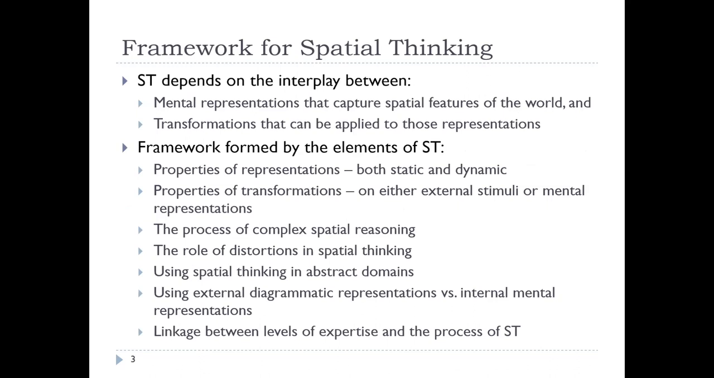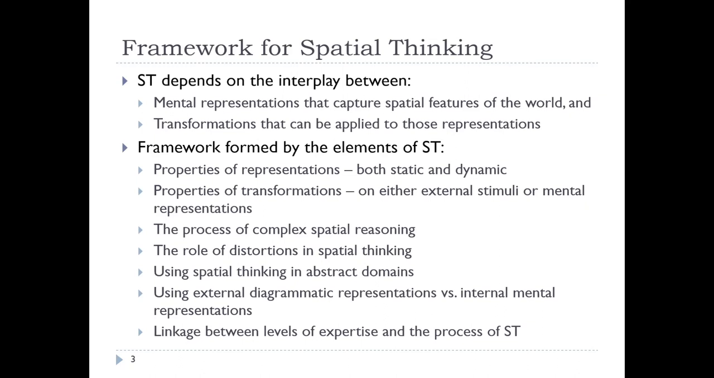So let's look at the framework that we've been talking about. Spatial thinking depends on this interplay between mental representations that capture what we're seeing in the real world, capture these features, or what we've been calling objects. And then once we have these representations of these objects, we transform them so that we get some intelligence out of that, some representation that makes sense to us to solve whatever problem we're trying to solve with our spatial thinking.